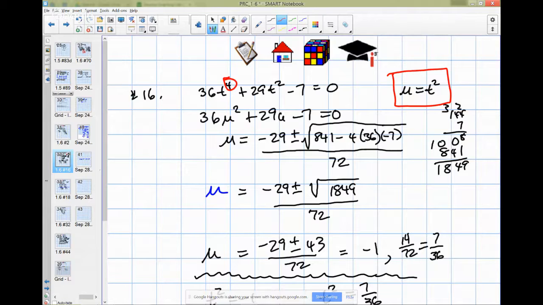When I plug in u for t squared, can you see that I would arrive at this? Right? If u is t squared, then what's t to the 4th? U squared, right? So does everybody see? Now, I know you're probably wondering, what am I doing with u's?